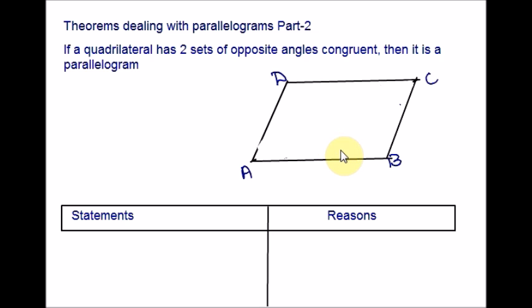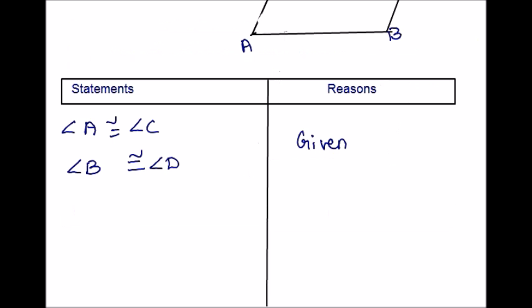Okay, as usual, you are going to start from the given information and prove that ABCD is a parallelogram. Okay, what is the meaning of congruent angles? Congruent angles have equal measures, am I right? So the measure of angle A will be equal to the measure of angle C. Same way, the measure of angle B will be equal to the measure of angle D. Do you agree with me?